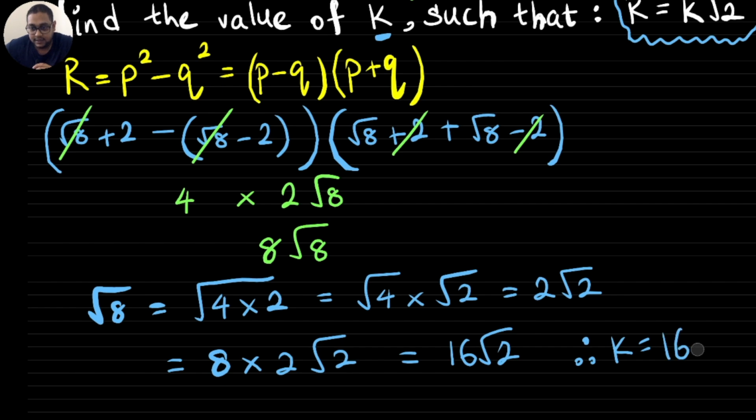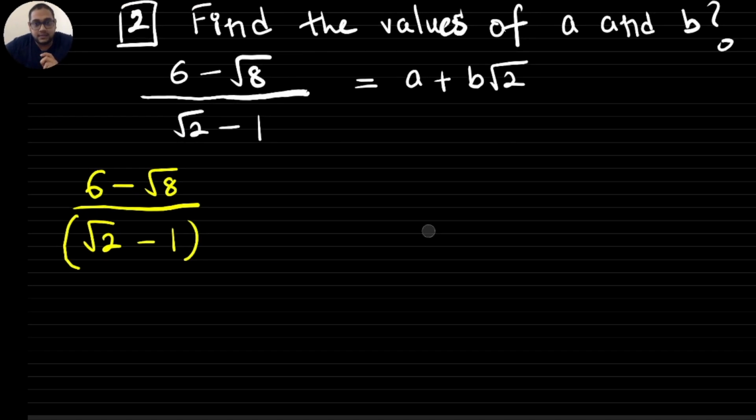This is your answer. In this question, we will find the values of a and b. On the left-hand side of the given equation is a fraction consisting of numbers only, and on the right-hand side, or RHS, we have the two unknowns combined with the surd. To begin with, I have rewritten the fraction on the LHS.